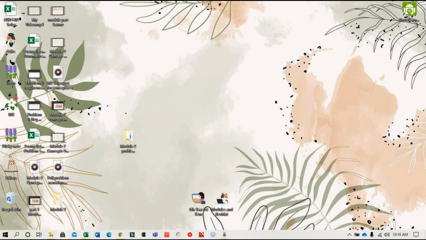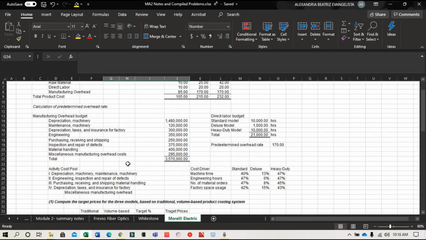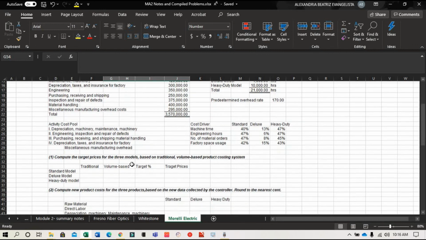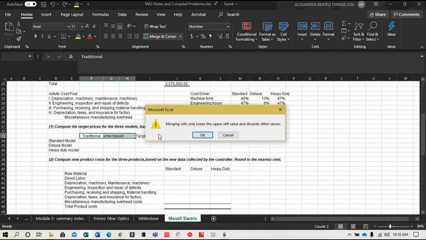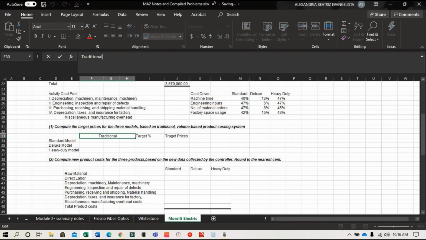So now let's try to solve that in Excel. Again, I have already placed all of the needed data here, so I'm just going to show you how to solve for the numbers. For number 1, compute the target prices for 3 models based on the traditional volume-based product costing system. I should have merged this to traditional and volume based.